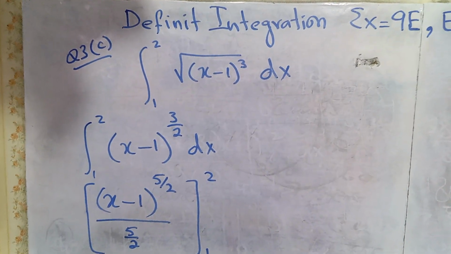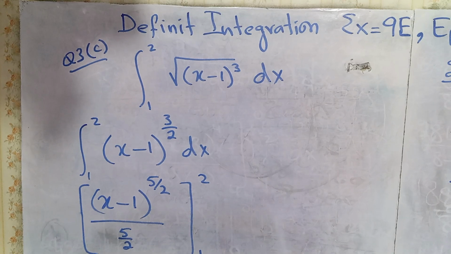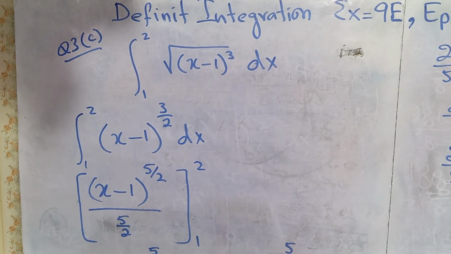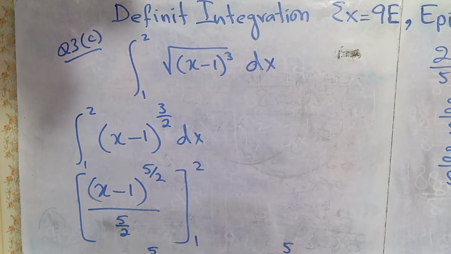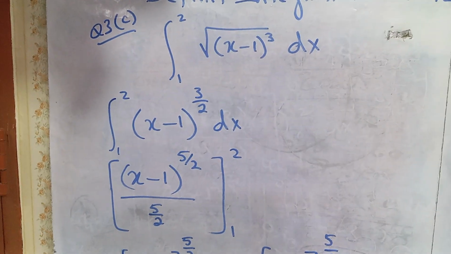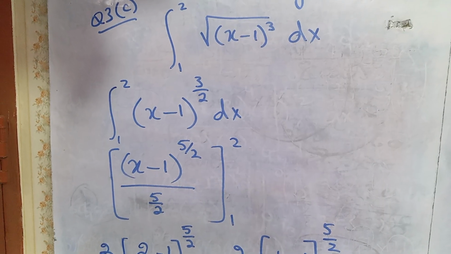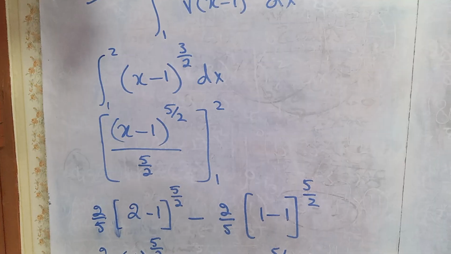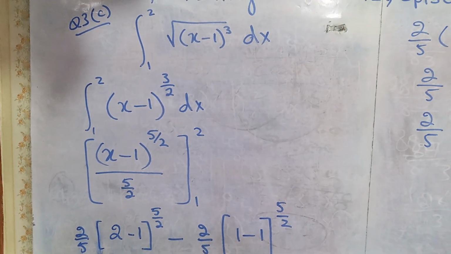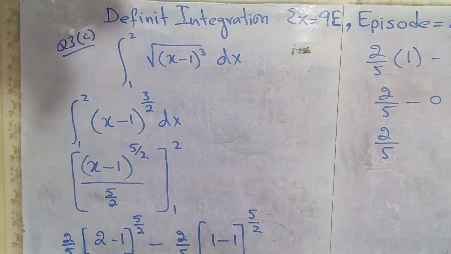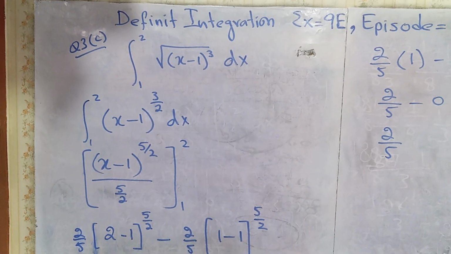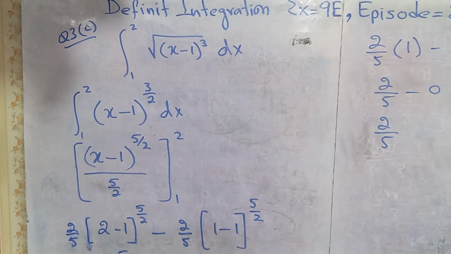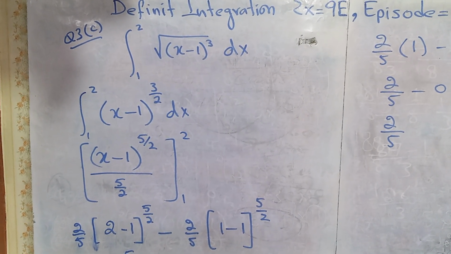So we have to integrate question number 3 C part. The under root means raised to power 1 by 2, and (x minus 1) also has a power of 3, so it is (x minus 1) raised to power 3 by 2. We have to integrate this. When we integrate, we increase the power by 1, so this will become (x minus 1) whole raised to power 5 by 2, and whatever that power is, we divide by the same number. That's why in the denominator we have written 5 by 2.